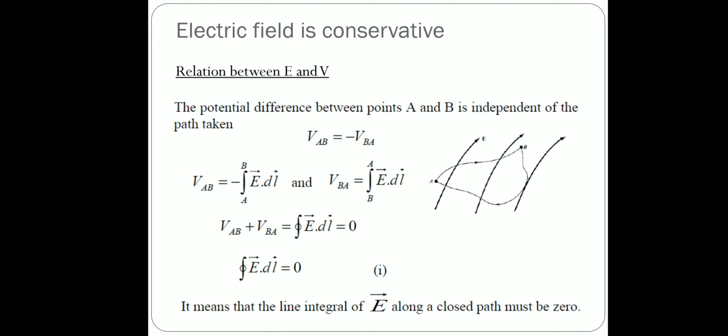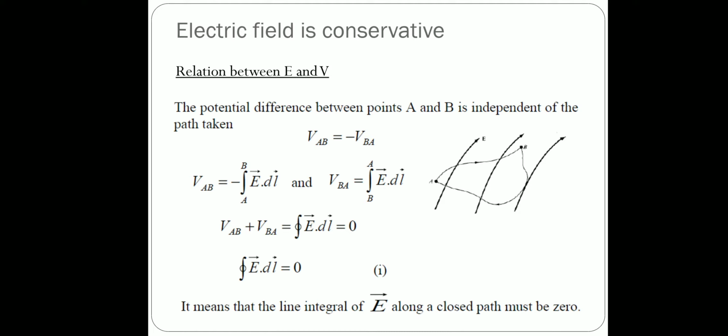So for that, we are taking a path A to B. Then we are going to find what is the potential from A to B and what is the potential from B to A. So the potential difference between points A and B is independent of the path taken. That means VAB should be equal to minus VBA. So we can find VAB using the expression VAB is equal to negative line integral from A to B of E dot dl. Similarly, VBA is negative line integral from B to A of E dot dl.